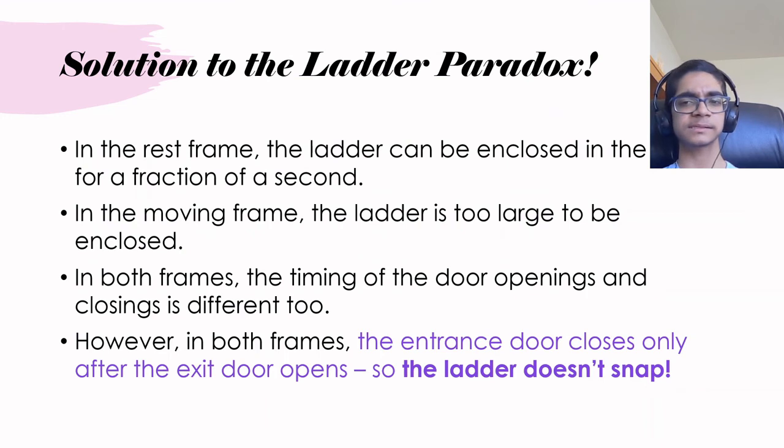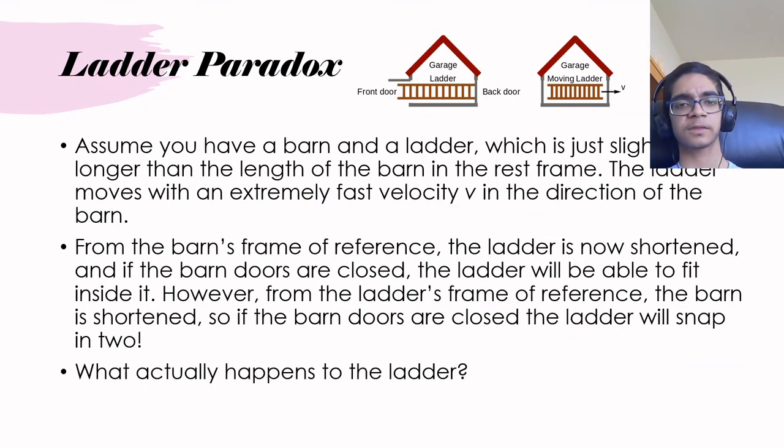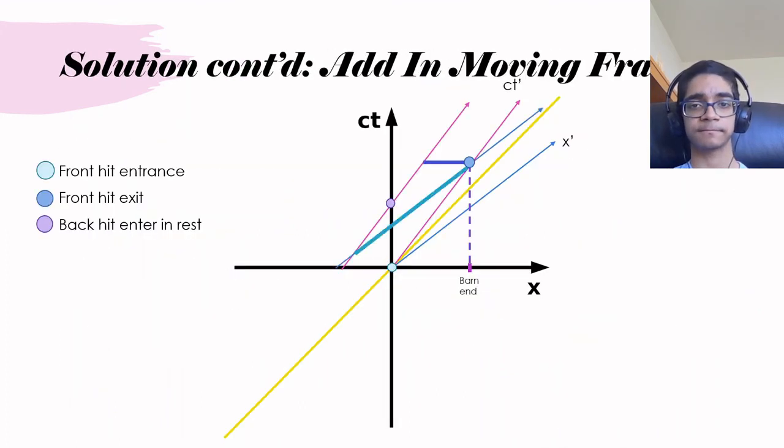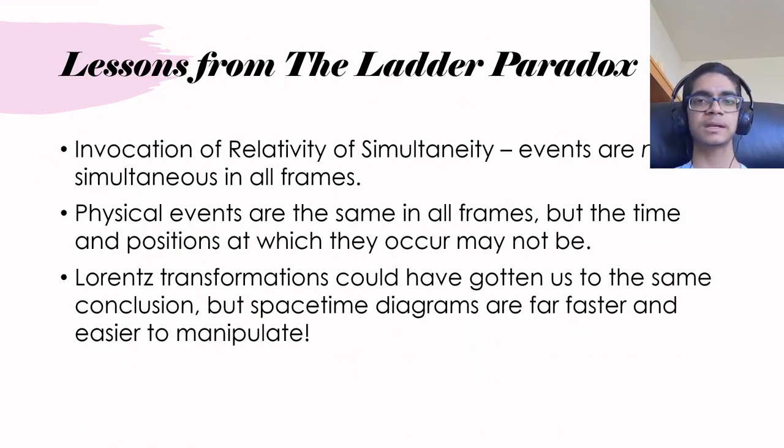And thus, the ladder doesn't snap. So essentially, the ladder can go through, and in both cases, without being snapped apart. So what's going to happen? The ladder is fine. Now, what does this mean about the problem? Does it mean that the problem's premises are wrong? No. Well, it also just shows that we needed to do a more nuanced analysis compared to the premises that we are given. Alright, so now let's discuss the lessons from the ladder paradox that we can learn.